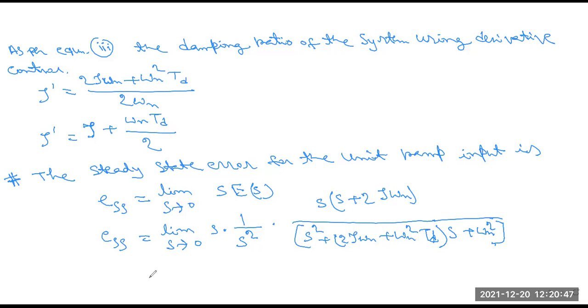Okay, so now you put the limit s tends to 0. The value comes out: e_ss equals 2 zeta by omega_n. This is the error of the system of the derivative controller part. Okay, so this expression is very important. This question comes in your semester paper, for the proportional controller, either proportional, derivative, integral or PID controller part.